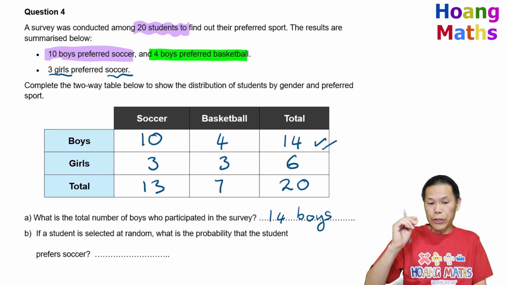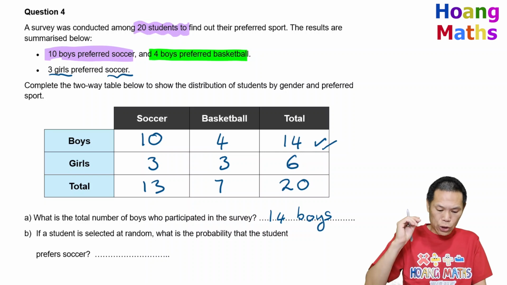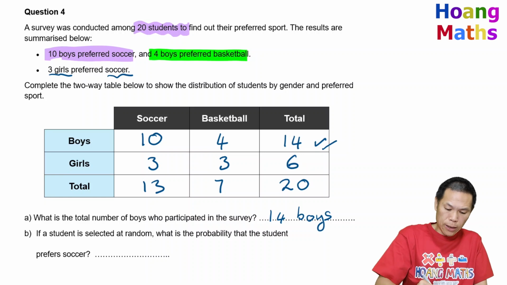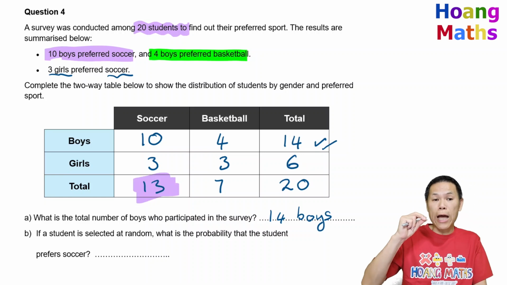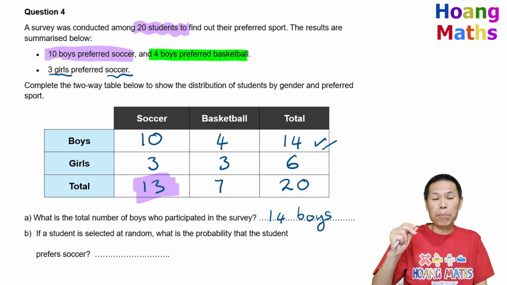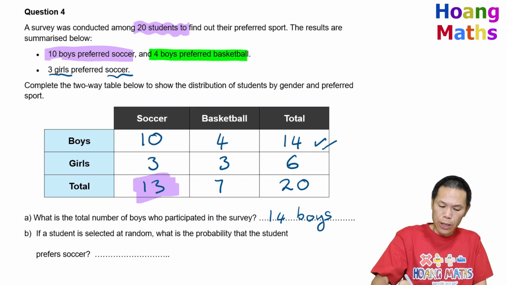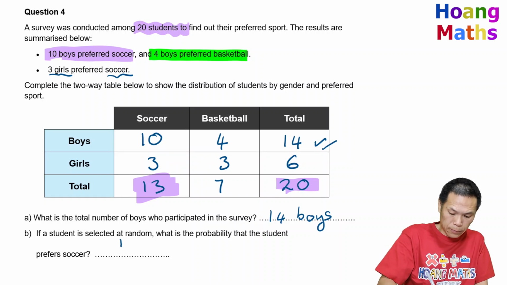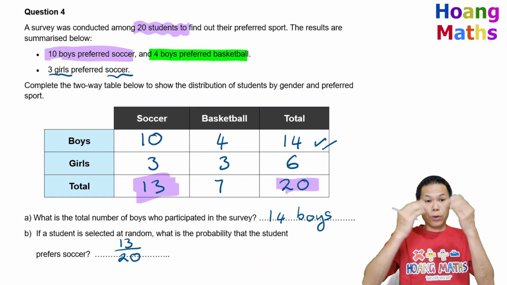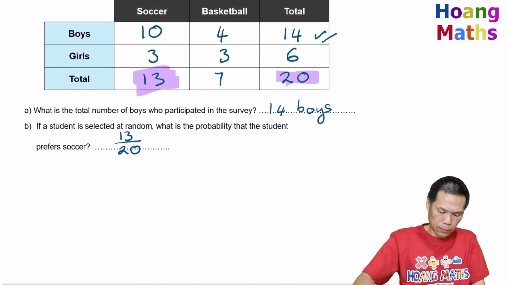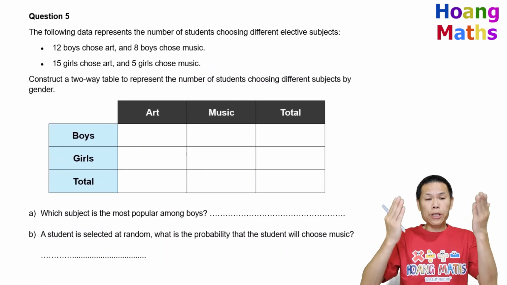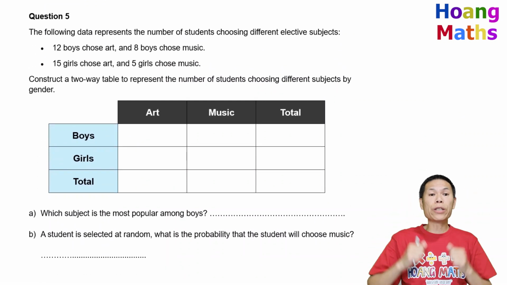Part B. If a student is selected at random, what is the probability that the student prefers soccer? So prefers soccer. So all these students prefer soccer here. So 13. And we need that out of the total number of students. So that is 20. So 13 out of 20. So there you go. Please pause the video and try this one yourself.